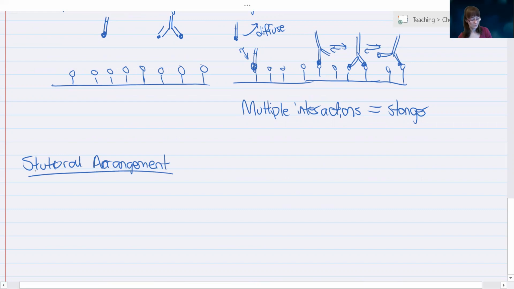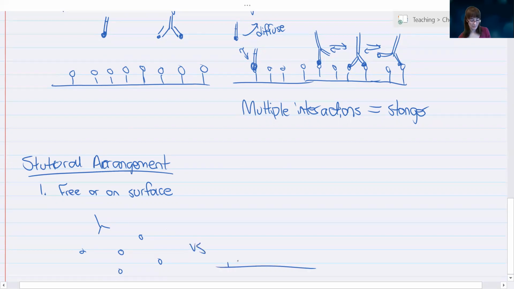Okay, so the first one is: is it free in solution or on a surface? And then within that, what is the spacing on the surface? But you can imagine, we just talked about this bonus that you get on a surface. Imagine if instead you just have antigens floating around, and then you have antibodies floating around. Do you get the same bonus that you did on the surface where all the antigens were anchored?